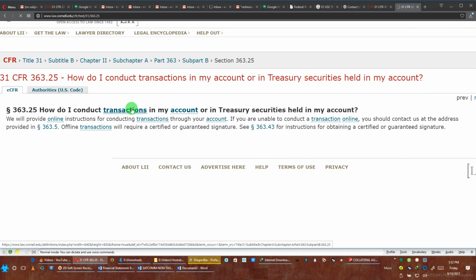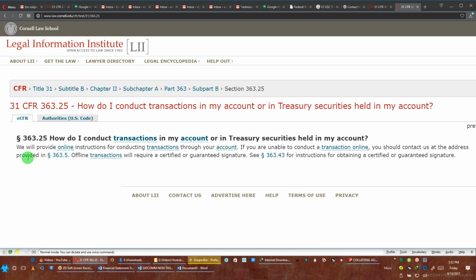Now look, how to conduct transactions in my account or in the treasury securities held in my account. We'll provide online instructions for conducting transactions through your account. If you aren't able to conduct transactions online, you should contact us at the address provided at this number here. Offline transactions require certified or guaranteed signatures. We pulled this up earlier.